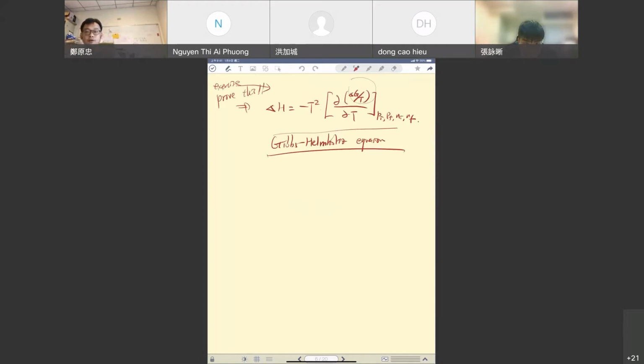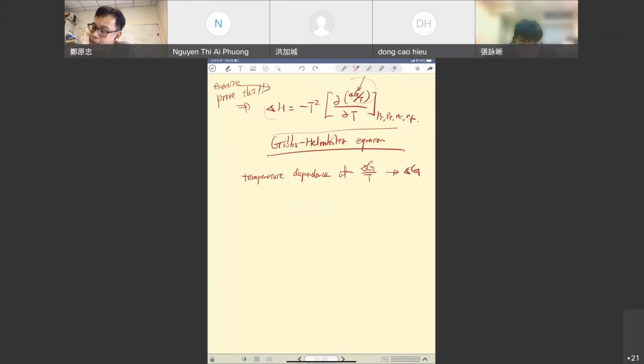This equation is actually very useful because it allows us to follow the change in Gibbs free energy when temperature changes. So this gives us temperature dependence: delta G over T, and of course this gives the temperature dependence of delta G. How Gibbs free energy changes as a function of temperature is of course a very important and very useful thing.